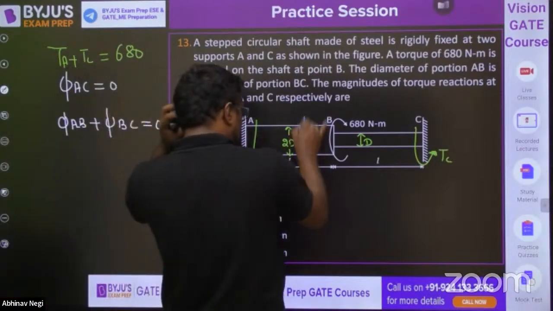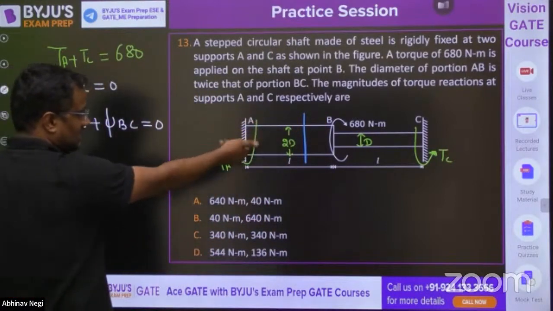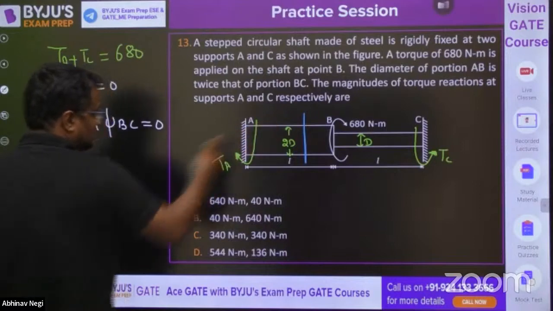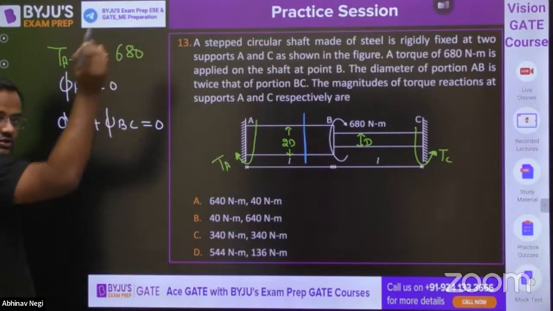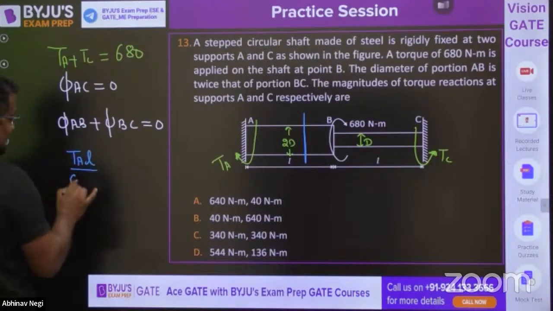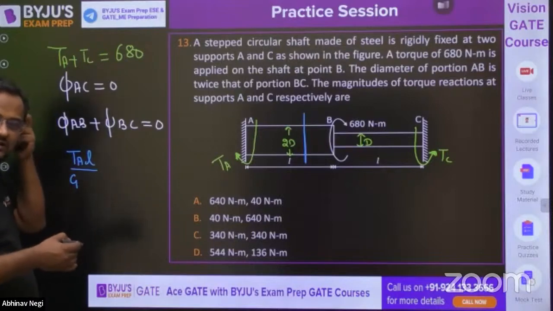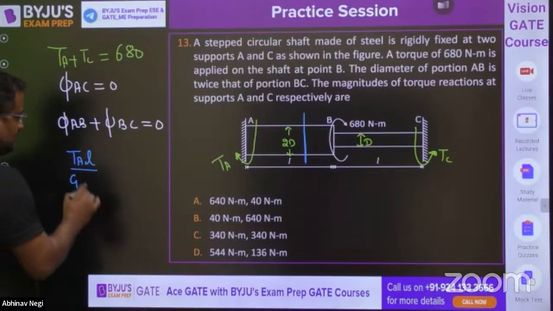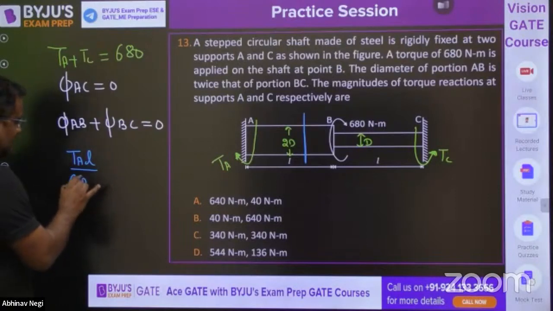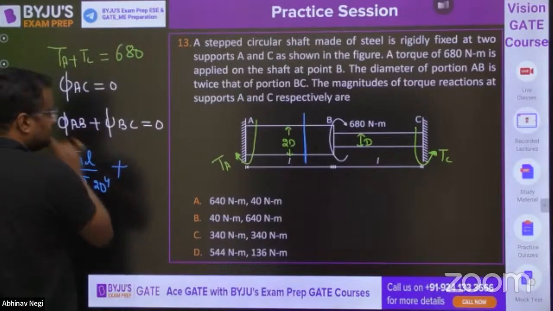Cut a section here, see from right or left, your choice. Let us see from left. Curl the fingers, it is pointing inside, so it is plus. My sign convention might be different from yours. So TA into length L upon GIP. IP will be, guys, pi by 32 into D to the power 4. So pi by 32 into (2D) to the power 4, plus phi BC.